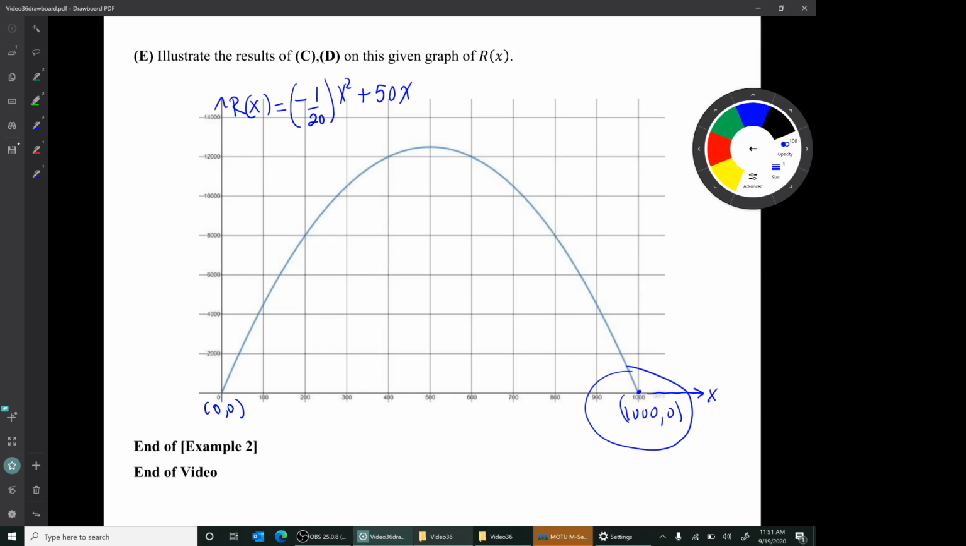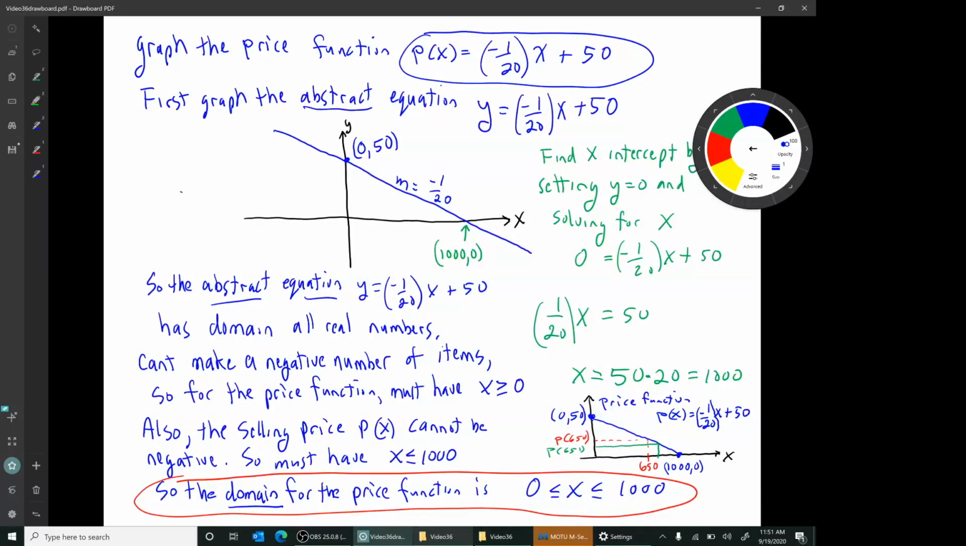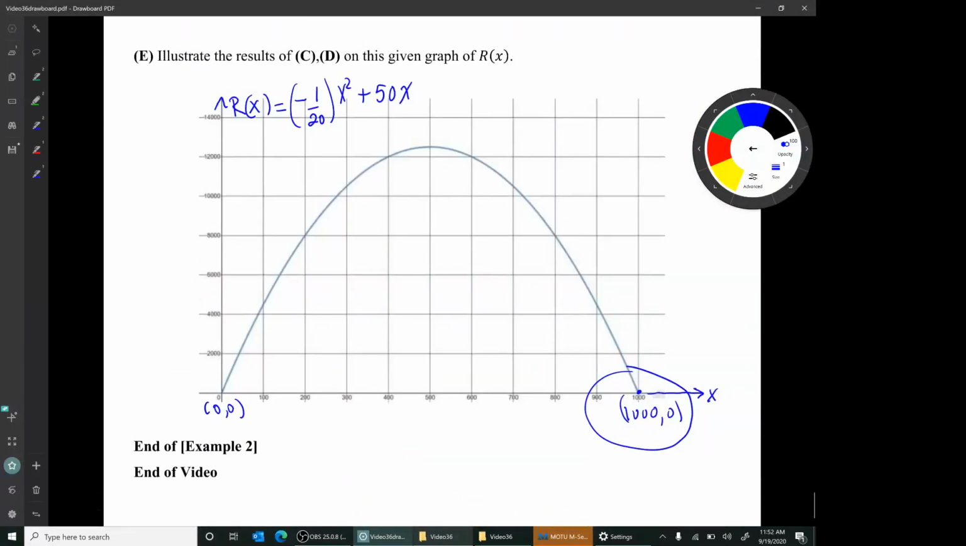Well, let's go back up and look again at the price function. Remember, on the price function, the only way to sell 1000 items is for the price to be 0. You would have to give away the items to sell 1000 of them. So in other words, the revenue from selling 1000 items would be 0. So it makes sense that we would have an x-intercept at (1000, 0).